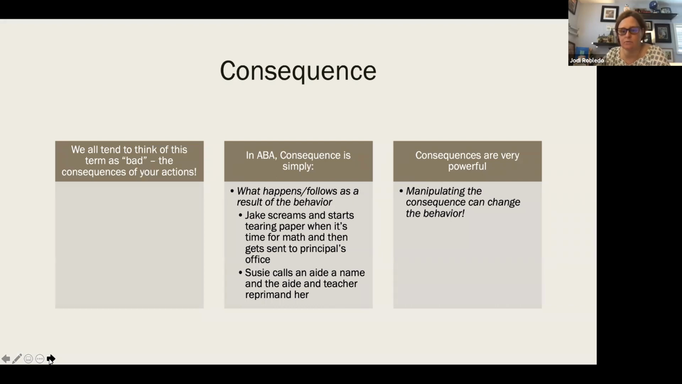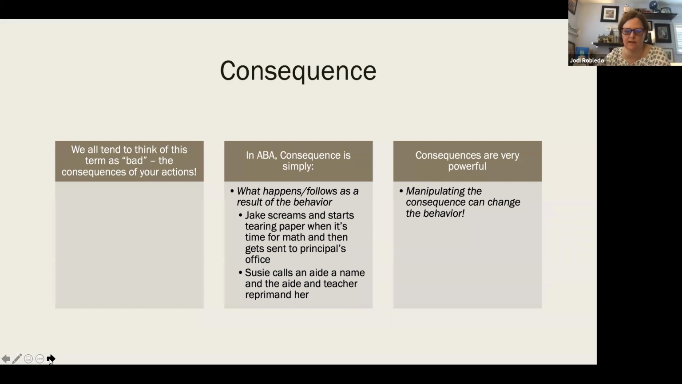Jake screams, which is the behavior, and starts tearing his paper, also behavior, when it's time for math. So that would be the antecedent. And then he gets sent to the principal's office. So the consequence would simply be getting sent to the principal's office. We don't know if it's reinforced the behavior or if it's punished the behavior at this point. It's simply what happened after the behavior, which was screaming and tearing paper.